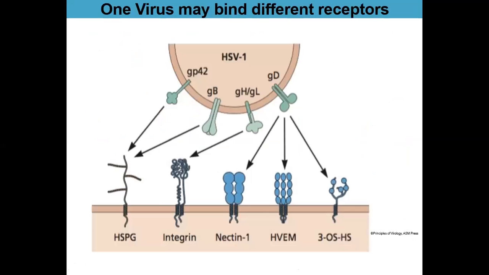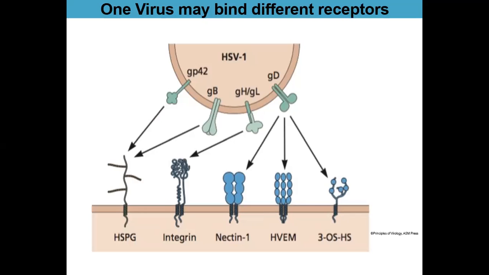And then there is another aspect. That aspect is that one virus can bind to different receptors. The herpes simplex virus, as I told you, is the virus that can never leave human beings alone. It is always there right from the beginning till the death of the individual. And why does this virus do so?